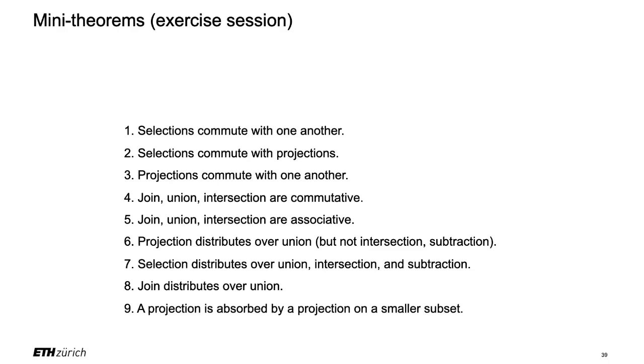What it means is that if you take the projection on ABC and it's followed by the projection on just A, then you can just directly project on just A. You don't need the intermediate projection to ABC. So it's absorbed, just like we say that 0 is an absorbing element in multiplication, because anything times 0 is 0. Okay. So this is just the sort of things you will have, I think, some exercises on this.